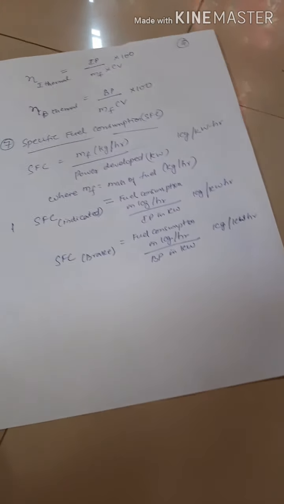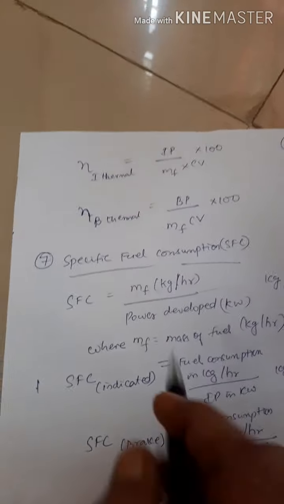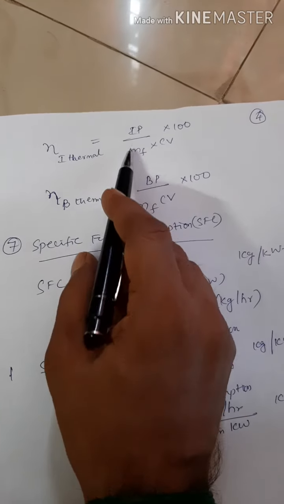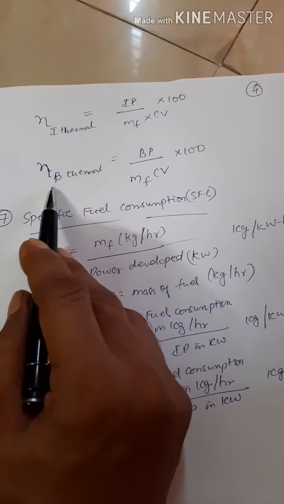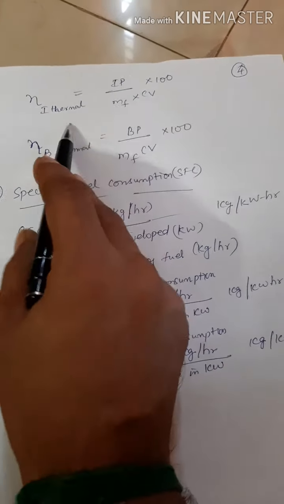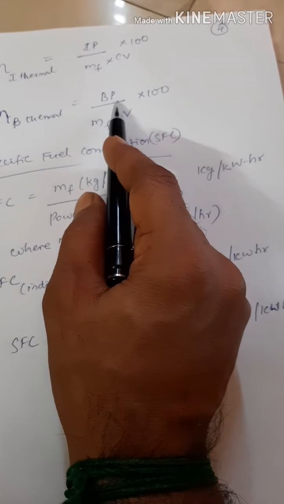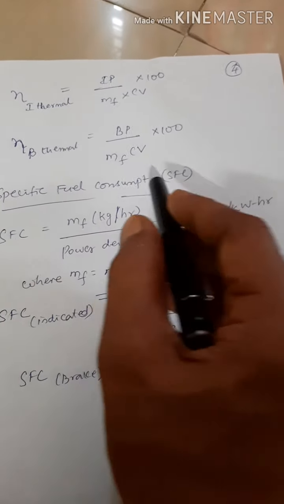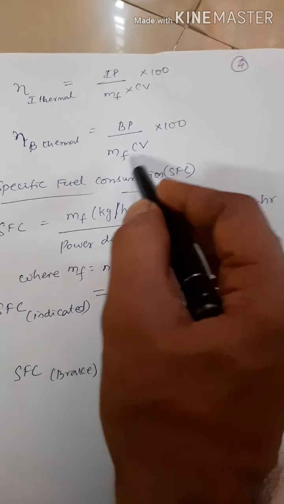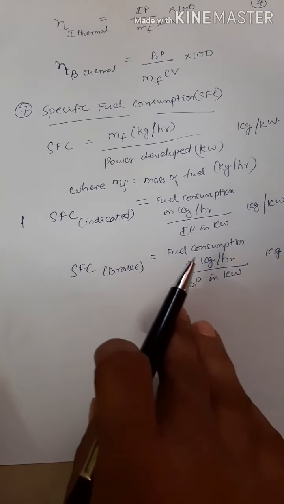Now we have two types of thermal efficiency. One is the indicated thermal efficiency: indicated power divided by MF into CV, into 100. The other is the brake thermal efficiency, for which you have to use brake power: brake power divided by MF into CV, into 100. The last parameter is specific fuel consumption.